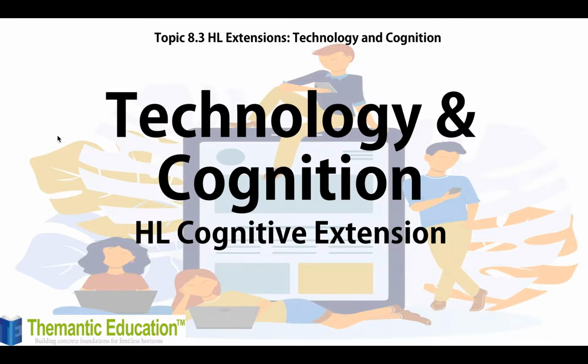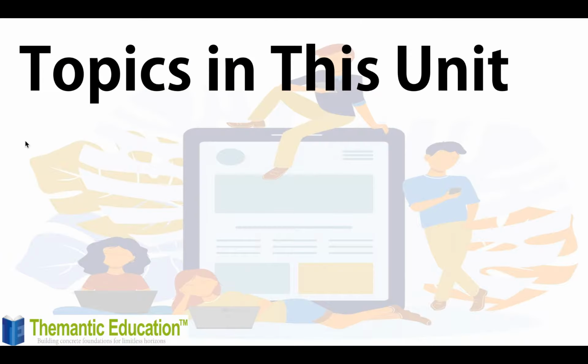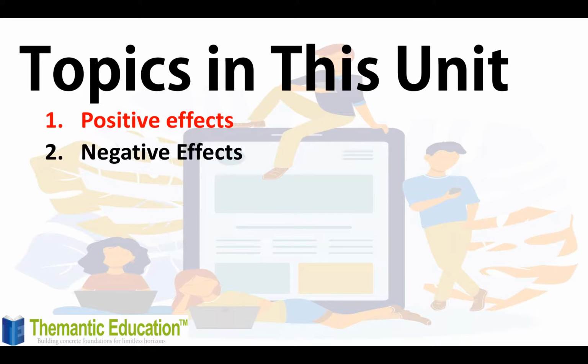And this unit is Technology and Cognition. This is for the cognitive approach. So in this unit, there are 3 topics. Remember that there are 10 hours allocated for this unit. So first we look at positive effects of technology on cognition, and then negative effects, and then the research methods. And this will cover all the possible exam questions.